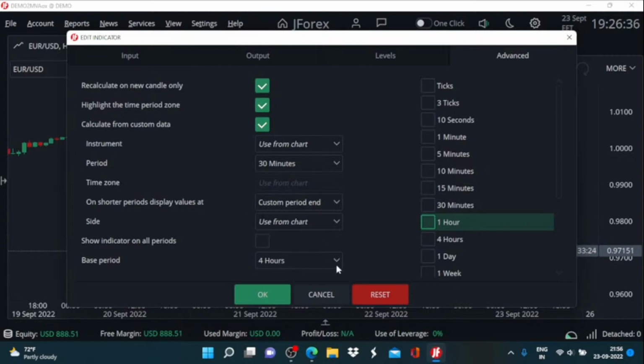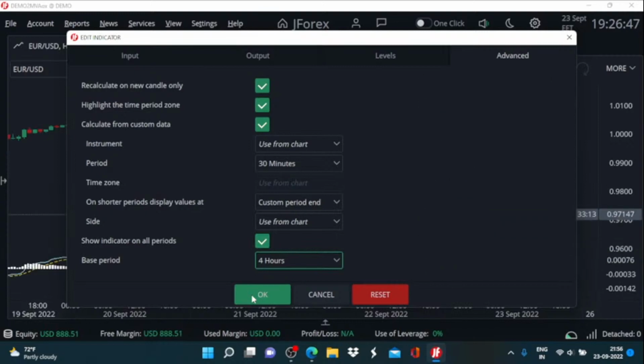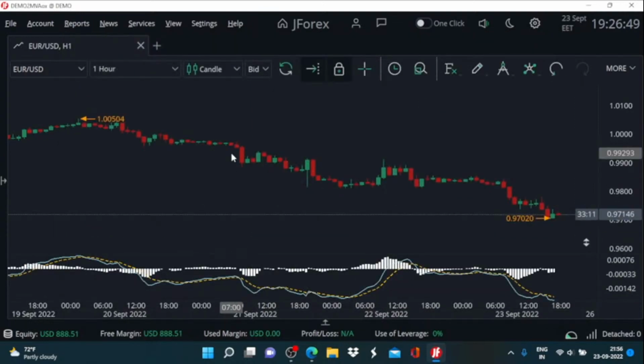The base period can be 4 hours or any of these three other options, none, 1 day, or week. If you want the indicator again back on all the candle periods, you have to just opt in for this and it will appear back.